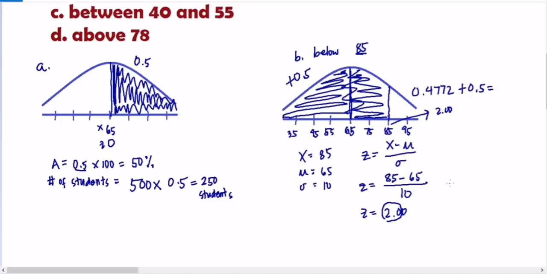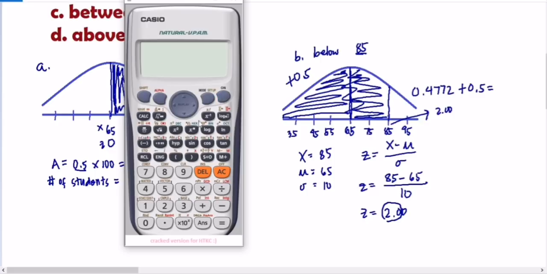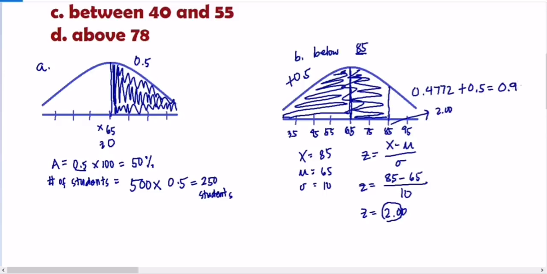Okay, bakit tayo nag-plus ng 0.5? Kasi isa lang yung given value, 85 lang eh. So, ibig sabihin, may involve natin yung kalahati, yung 0.5. Plus, kasi dumaan tayo sa gitna, sa mean. So, calculator, 0.4772 plus 0.5. Yan yung magiging area natin. 0.9772. So, the answer is 0.9772. Okay, this is the area.